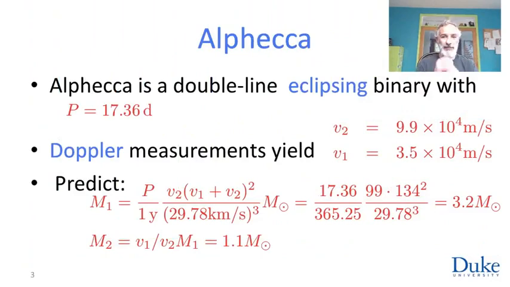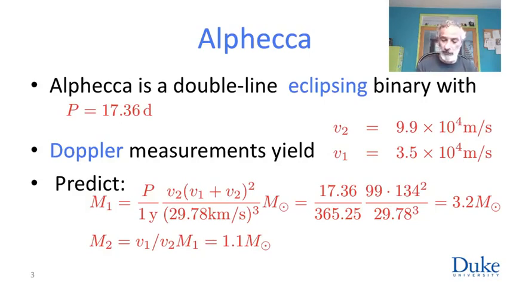For now, let's observe that our friend Alphecca, Alpha Corona Borealis, happens to be a double-line eclipsing binary with a period of about 17.4 days. And we can do the Doppler measurements. Again, I quote in the credit section the paper from which I lifted these data, and it would be fun to go and read the paper, and you can see that you can learn a lot from that.